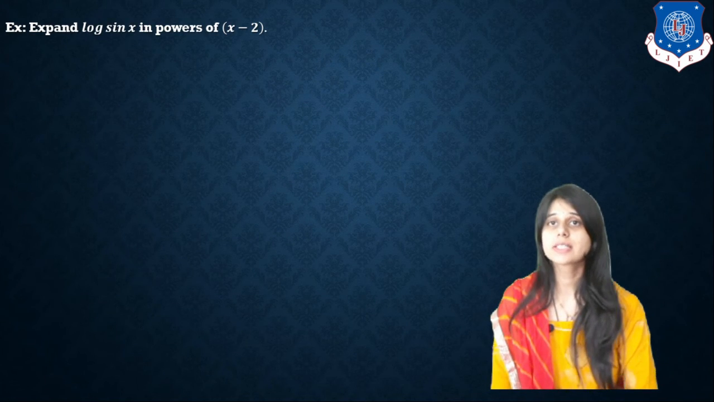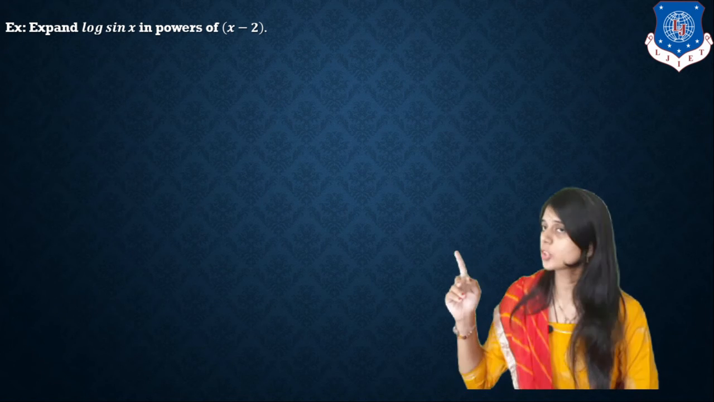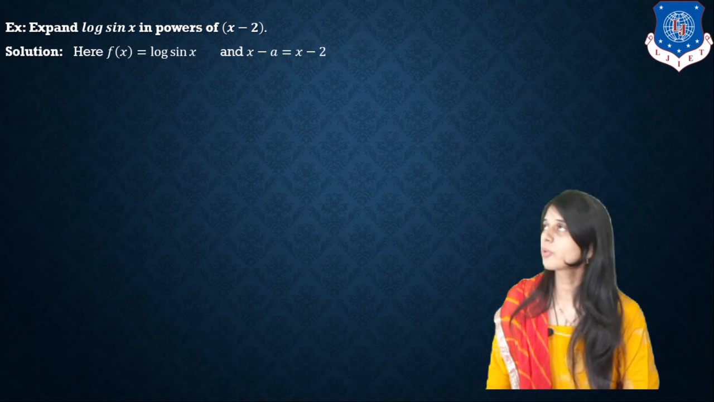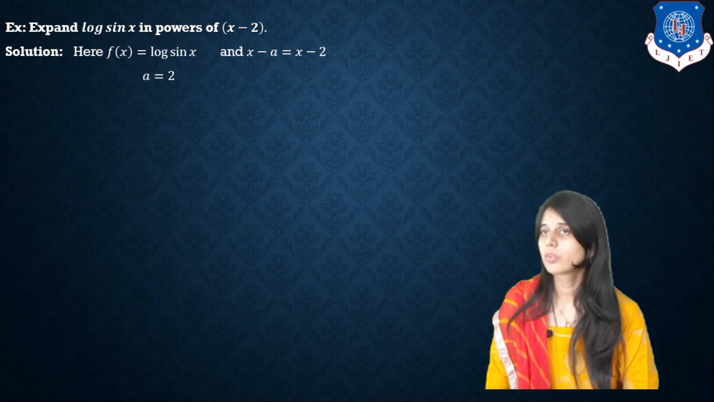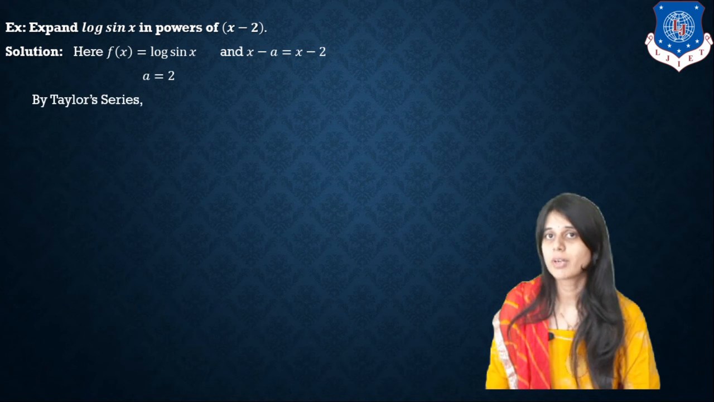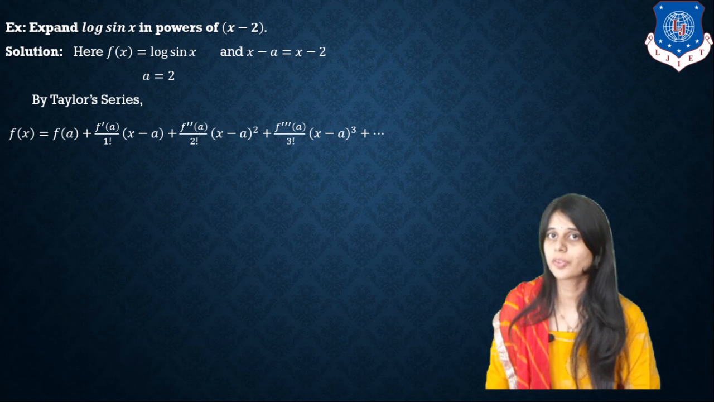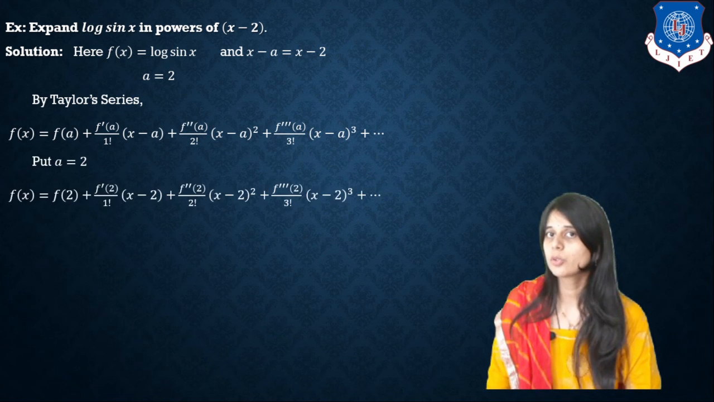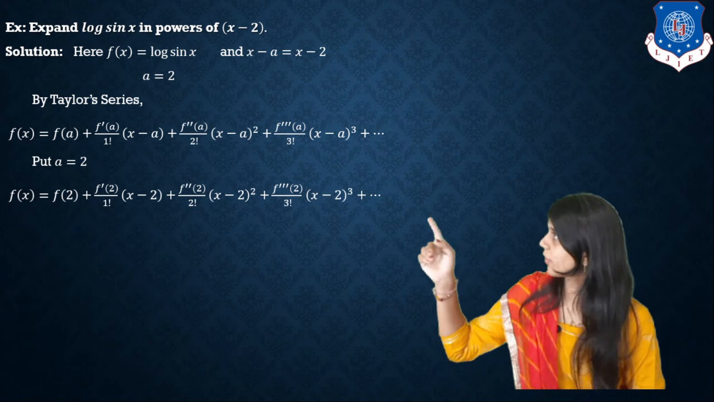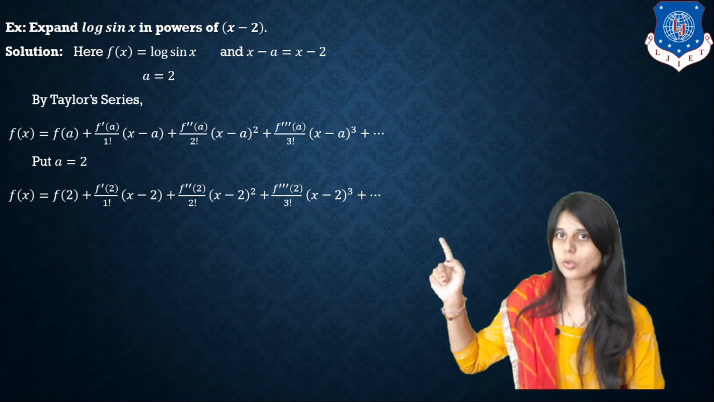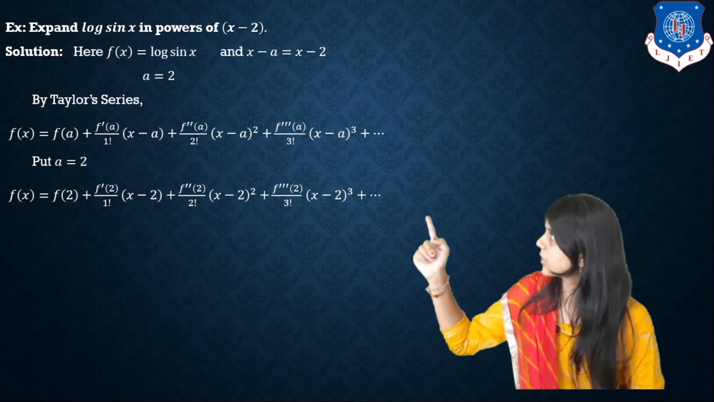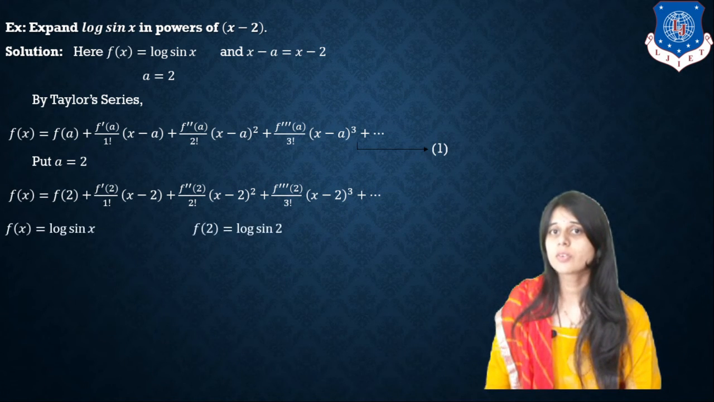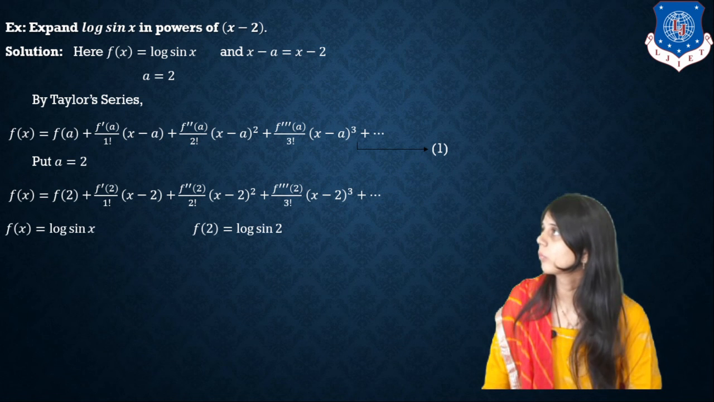Now expand log sin x in powers of x minus 2. Here f of x equal to log sin x and x minus a equal to x minus 2. What is a? a equal to 2. By the Taylor series, f of x equal to f of a, f dash a upon 1 factorial, x minus a, and so on. So a equal to 2, we put in the series: f of 2 plus f dash 2 upon 1 factorial times x minus 2, f double dash 2 upon 2 factorial times x minus 2 whole square, and so on. What is our function? Log sin x. What is f of 2?